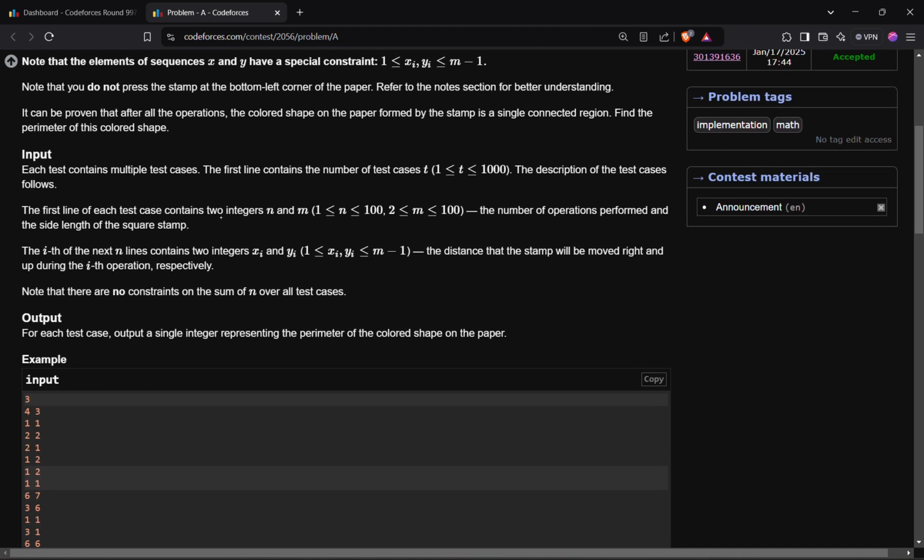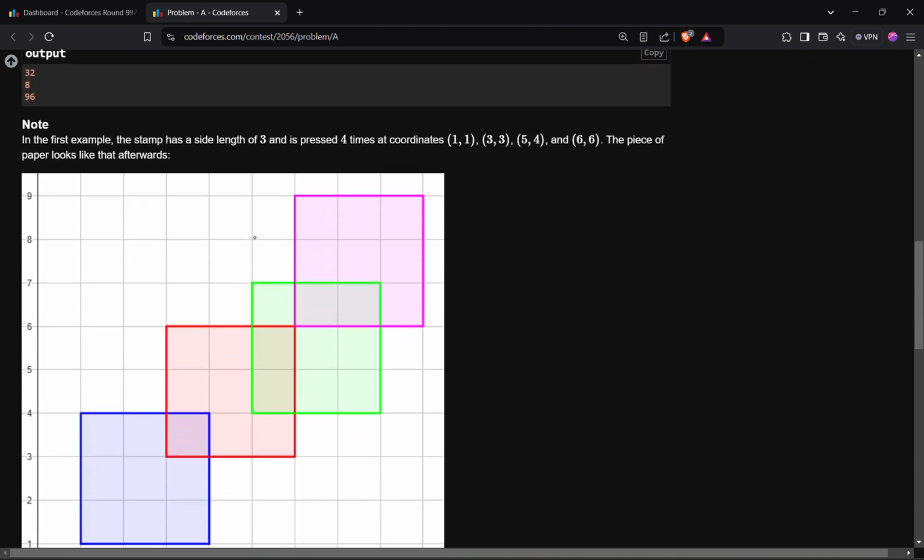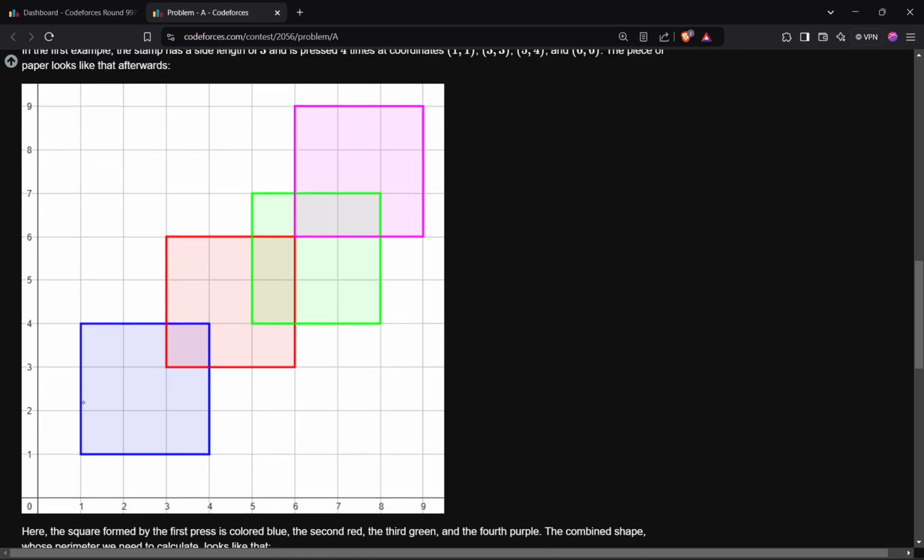Instead of reading the question, let me briefly describe it to you. There will be one square at this position. See here, this is the pointer. Keep track of this pointer. Your square's bottom left corner will be right here, and it is of length m. Here m is equal to 3, so it will be till here. So this will basically be our square.